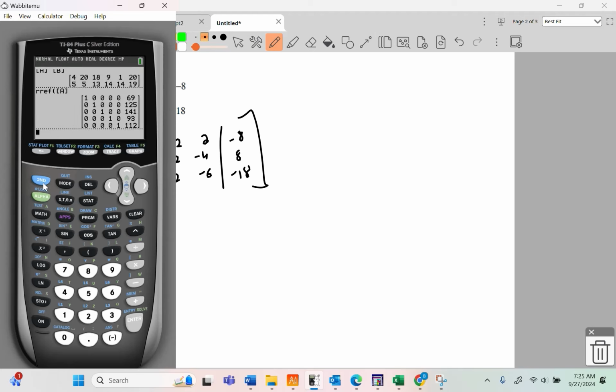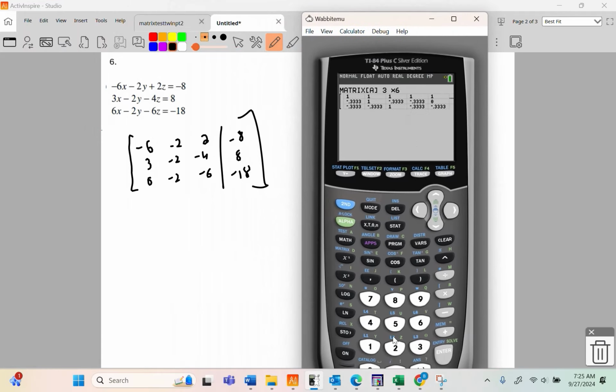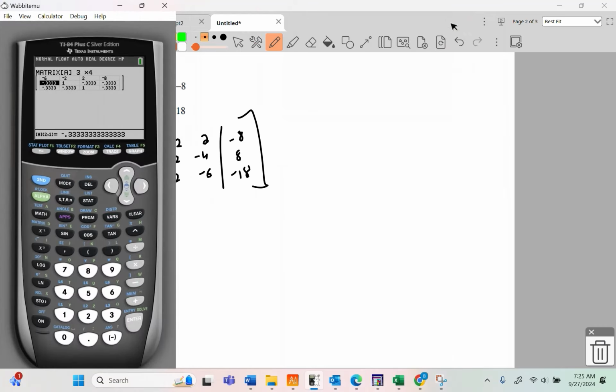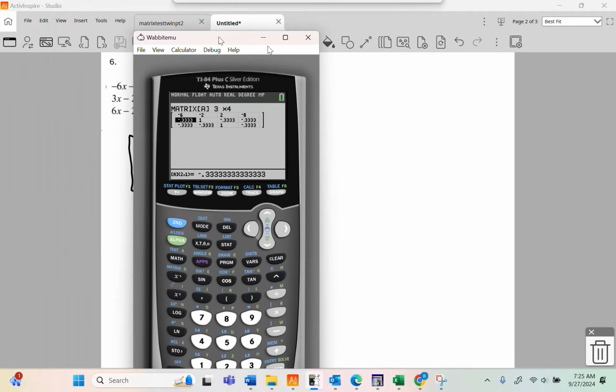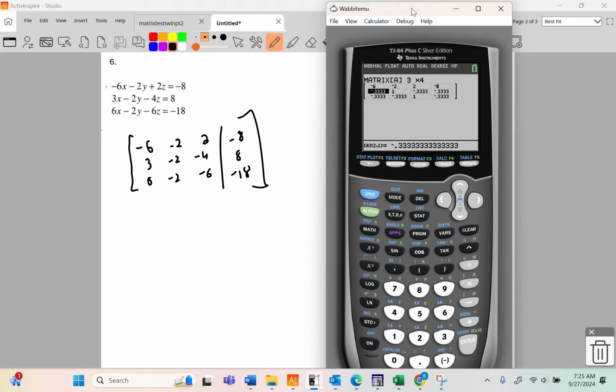Let's see here. Anyways, I'm going to second matrix. I'm just going to keep working with matrix A for now. And this particular matrix has 3 rows and 4 columns. Then I'm going to type in the elements. Okay, it doesn't want to stay where it's supposed to stay. Get over here. I don't want you over here. I want you over here. All right, let's see what it says there.